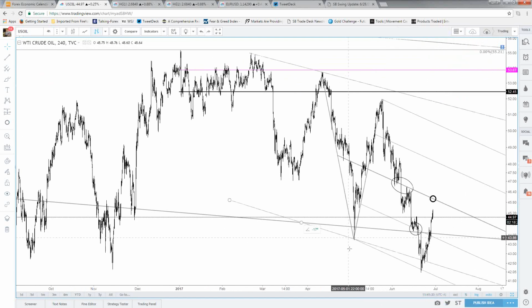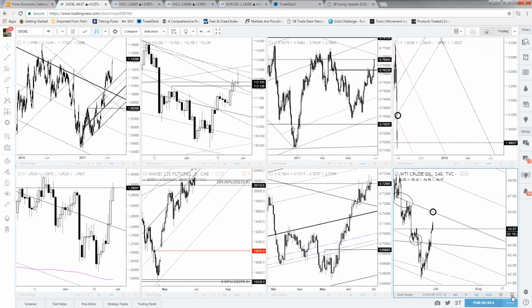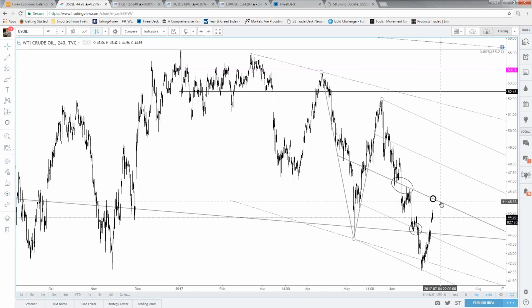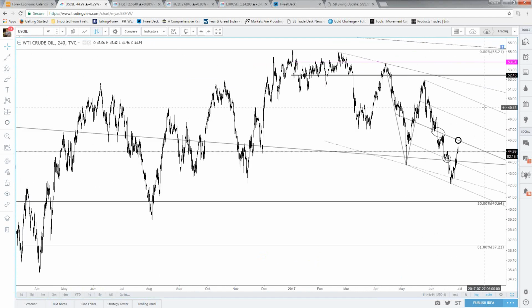Bigger picture, I would just follow the slope here, but bigger picture you're probably looking up towards 50, which is just the upper channel line. I'm using the highs from April and May, so 412, 524.